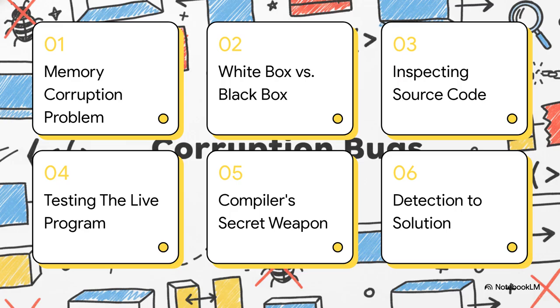Here's our game plan. First, we'll get a handle on the problem itself, kind of like sizing up the crime scene. Then, we'll look at the two big investigative paths, white box and black box. From there, we'll get into the nitty-gritty of inspecting source code and testing live programs. After that, I'll show you a secret weapon your compiler has been hiding. And finally, we'll see how finding the bug is the biggest step toward fixing it.